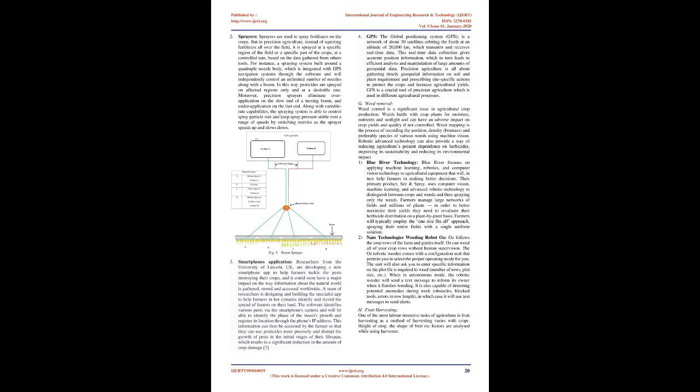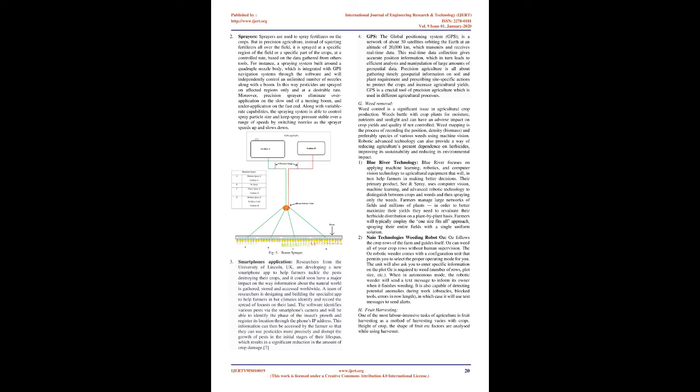1. Blue River Technology. Blue River focuses on applying machine learning, robotics, and computer vision technology to agricultural equipment that will, in turn, help farmers in making better decisions. Their primary product, See & Spray, uses computer vision, machine learning, and advanced robotic technology to distinguish between crops and weeds and then spray only the weeds.